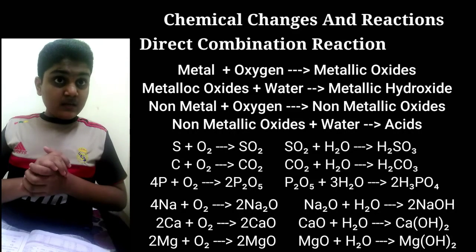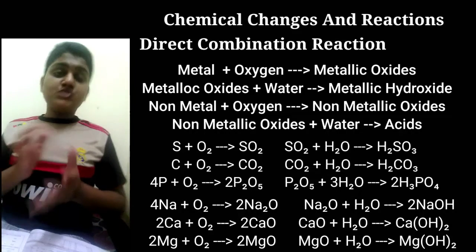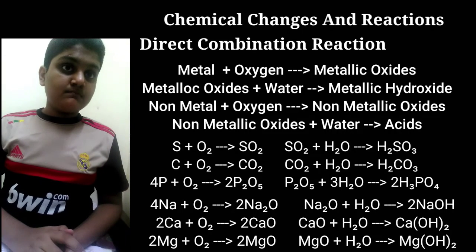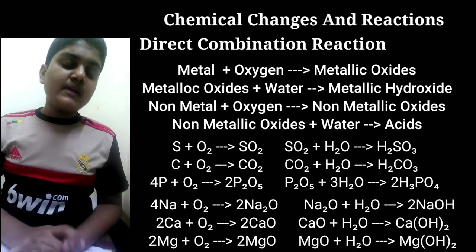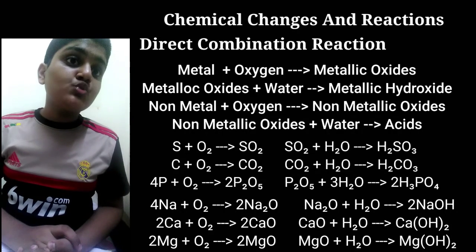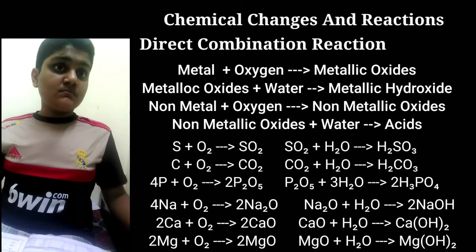What are the three basic oxides? NO2, SO2, P2O5. So SO2 plus H2O gives H2SO3. Sulfur dioxide plus water is sulfurous acid, not sulfuric. Sulfuric is H2SO4. Here we have H2SO3. Yes, sulfurous acid.